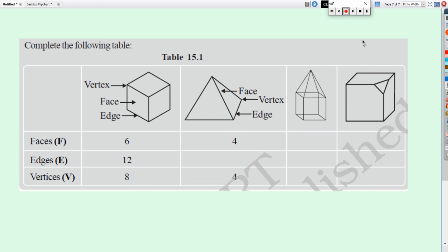Here in the last question, the number of faces will be 1, 2, 3, 4, 5, 6 as in the cuboid or cube, plus this face. So you can write the number of faces will be 7. The remaining edges and vertices, you find it out.